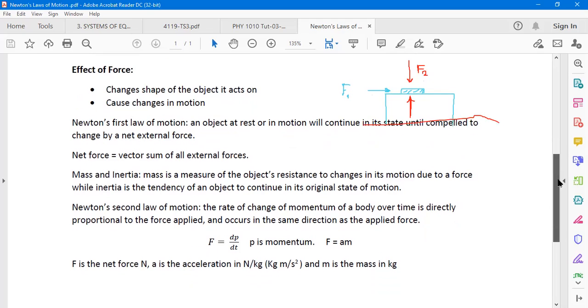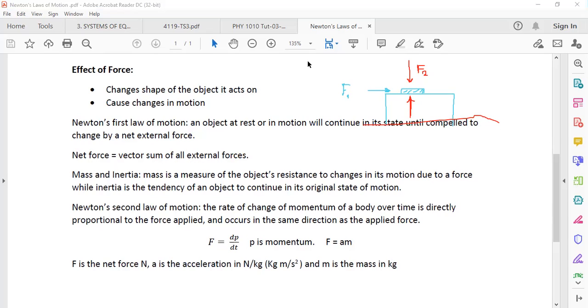Yes, we are together. Then here I just jotted down what net force is. It's the vector sum of all external forces. Vector sum, we might need to resolve the x-axis, the y-axis. That is what we are actually talking about when we get to this point. Then here I just defined mass and inertia. One of those multiple choice questions you'll get in physics.